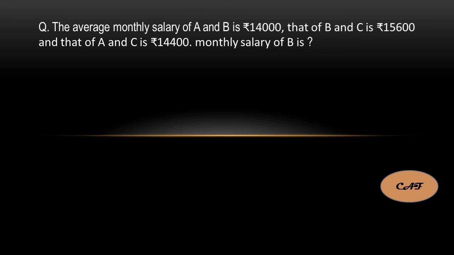So if you see, they gave average for two variables. So we will take that one. So average for A and B. A plus B by 2 is equal to 14,000 they gave. From that you can get A plus B value. A plus B is equal to 28,000. I am assuming this is equation 1.